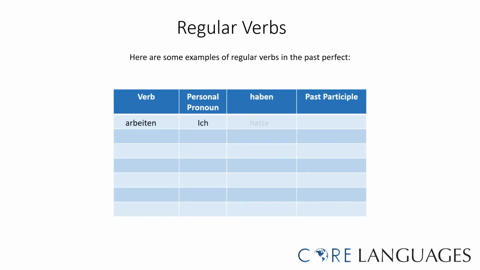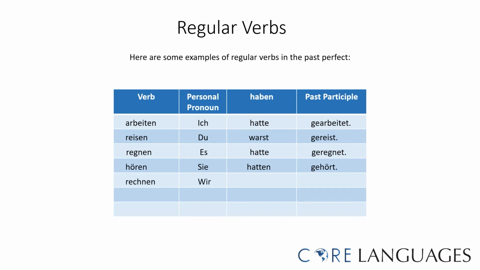Arbeiten. Ich hatte gearbeitet. I had worked. Reisen, to travel. Du warst gereist. You had traveled. Regnen, to rain. Es hatte geregnet. It had rained. Hören, to hear. Sie hatten gehört. You, sir, or you, ma'am, had heard.